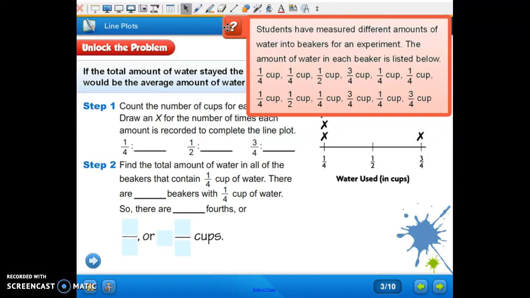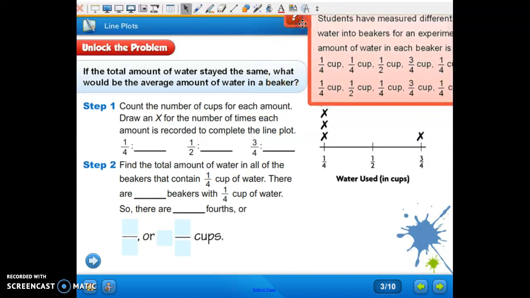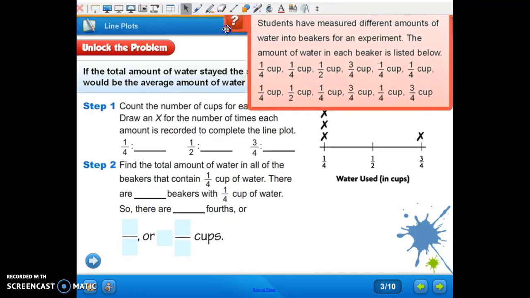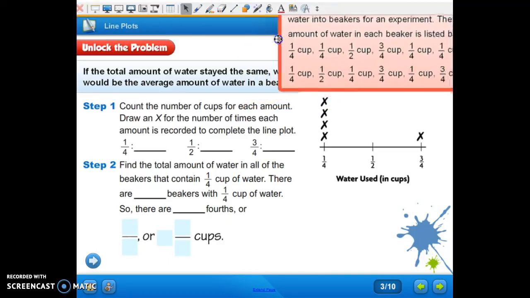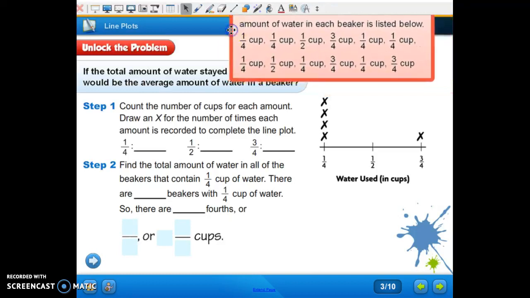So it says if the total amount of water stayed the same, what would be the average amount of water in the beaker? So we're not going to go to the sink and get more water to add in our beakers, but we want to find the average or the mean of them. So it says count the number of cups for each amount. Draw an X on the number for the number of times the amount is recorded.